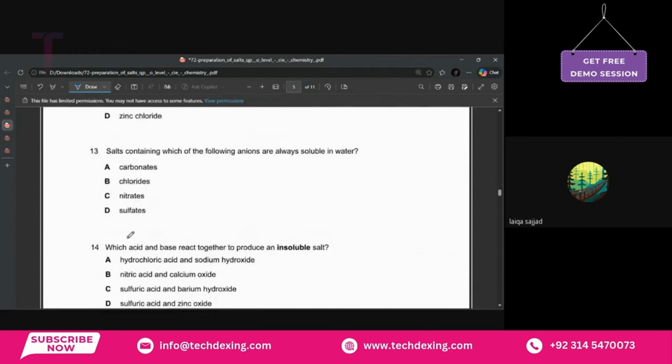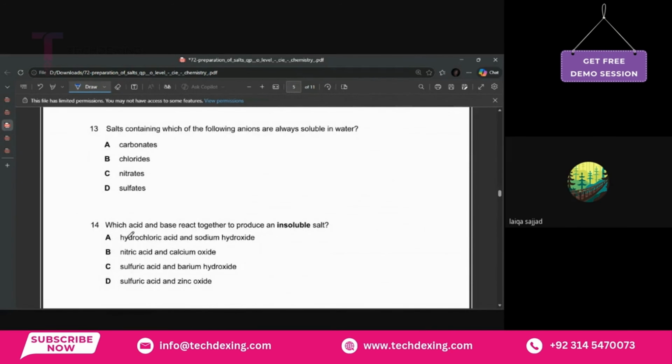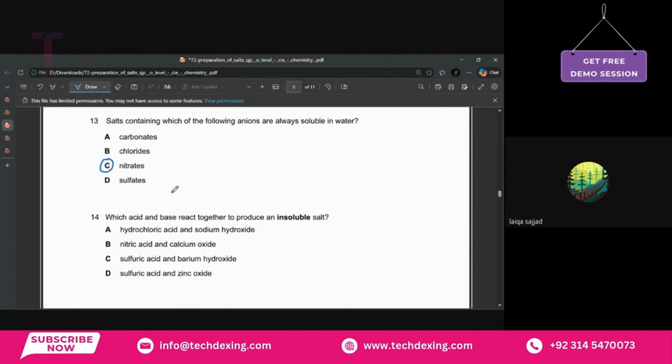Okay, then we are given that salts containing which of the following anions are always soluble in water? Carbonates, chlorides, nitrates, or sulfates? Yes, the nitrates. Very good, excellent. It's all the nitrates. In others, we have exceptions, but nitrates are all soluble.